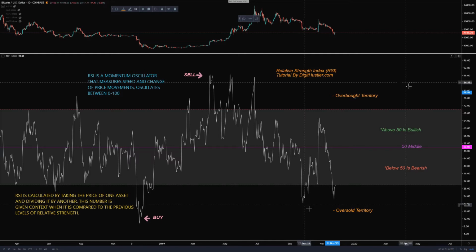Overbought territory is anything that ranks 70 and higher. When something is overbought, the strength has become too high, and trends always reverse. What goes up must come down, and what comes down must go up. So when something is in overbought territory, there's a big chance it won't remain there for long. Like I said before, think of this indicator as a rubber band. If you pull up on the rubber band, it's going to snap down. If you pull down on a rubber band, it's going to snap back up.